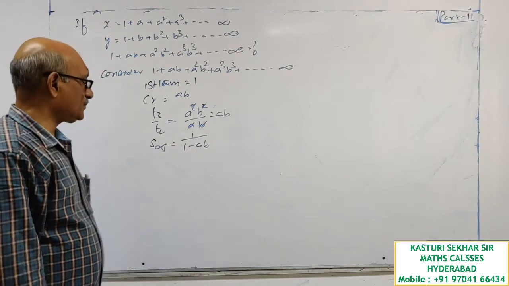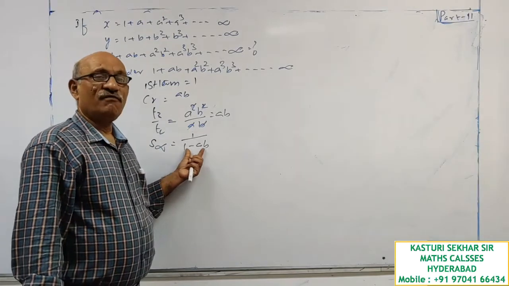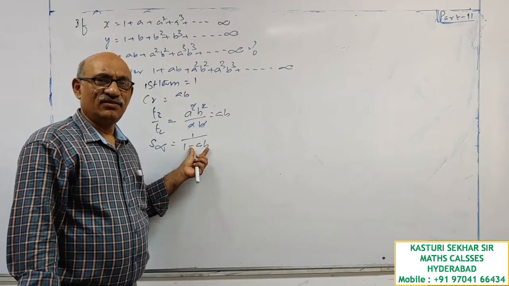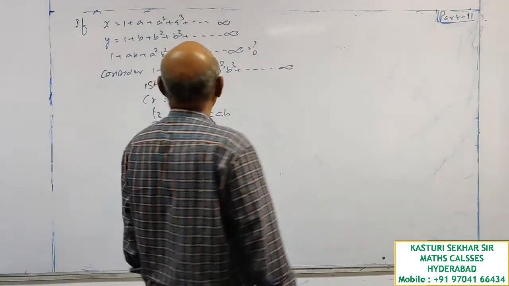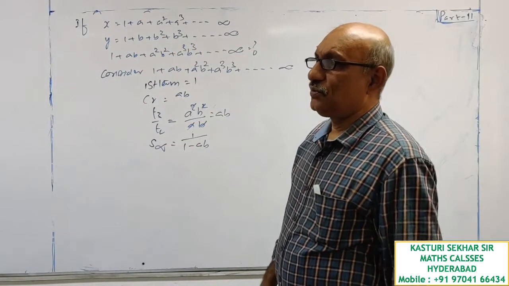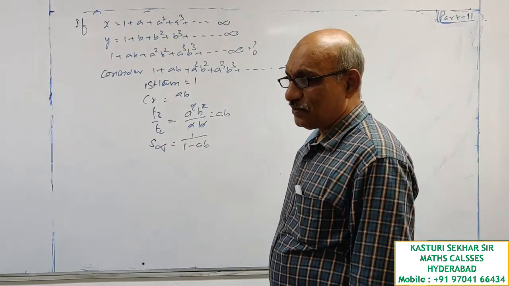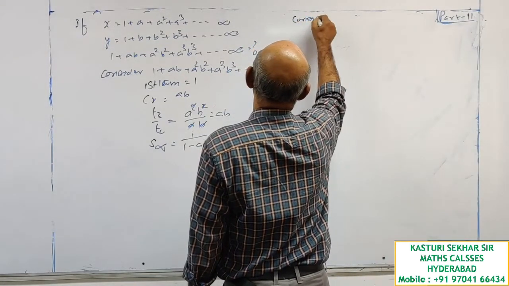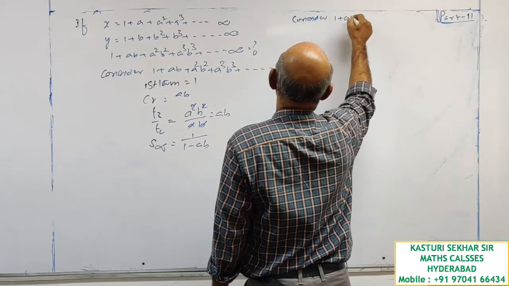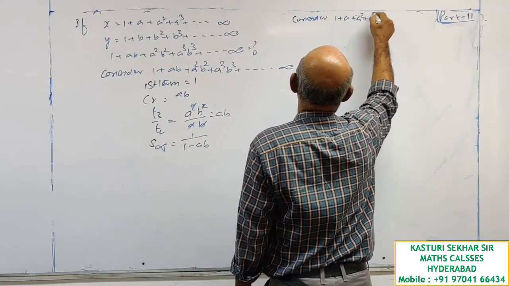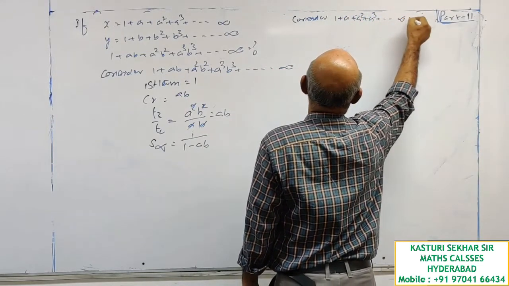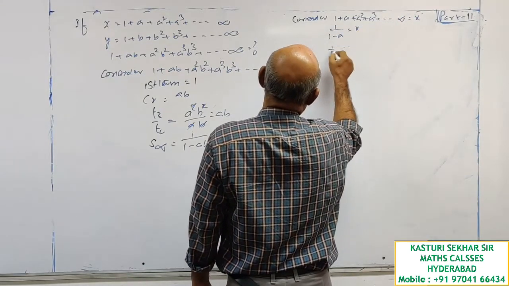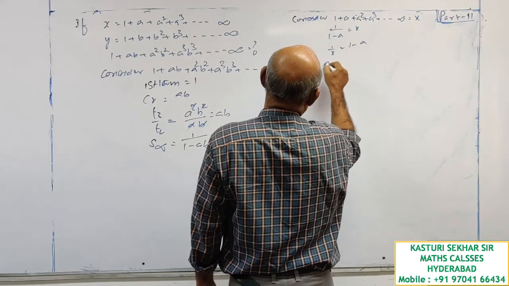Okay. But none of my options are in terms of A and B. Each option of mine is in terms of X and Y. So I want A value in terms of X and B value in terms of Y. So consider 1 plus a square plus a cube plus etc. to infinity is equal to X. 1 by X is equal to 1 minus A.